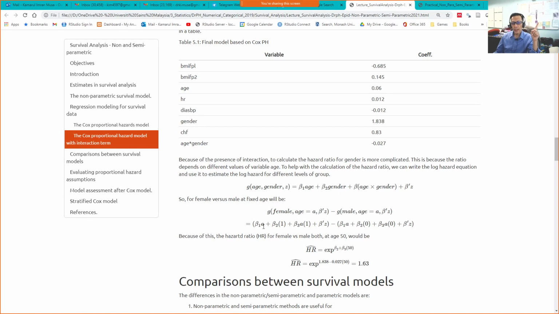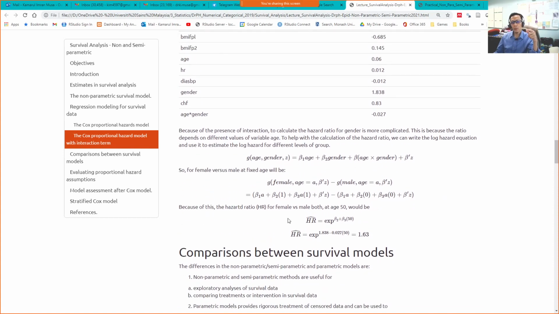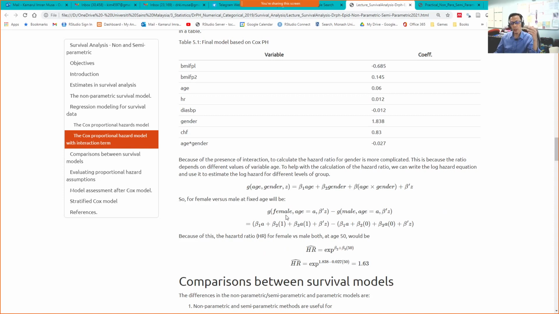So beta 1A plus beta 2 1 plus beta 3 1 minus beta 1A plus beta 2 0 plus beta 3A 0 plus other covariates. So you'll get the log hazard equations. But if you want to get the hazard ratio, you can just simply exponentiate.